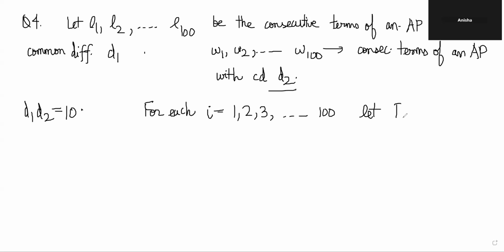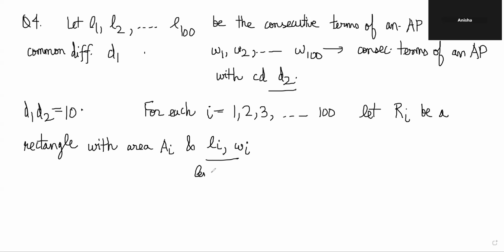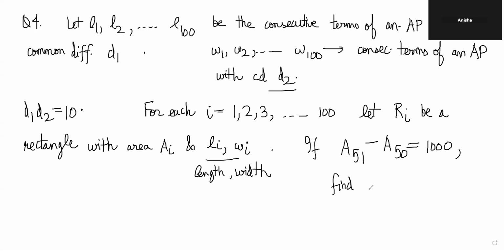Let capital Ri be a rectangle with area Ai, length Li and width Wi. These are length and width. If A51 minus A50 is 1000, find A100 minus A90.